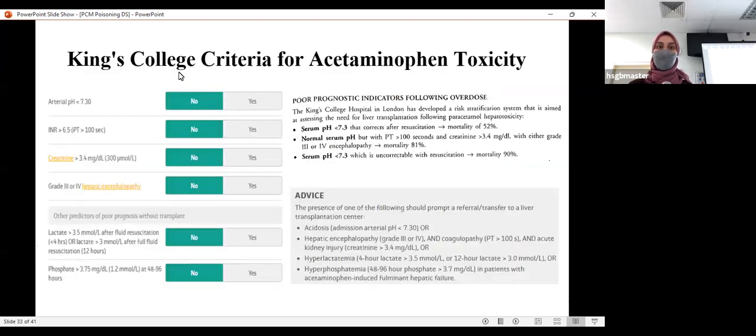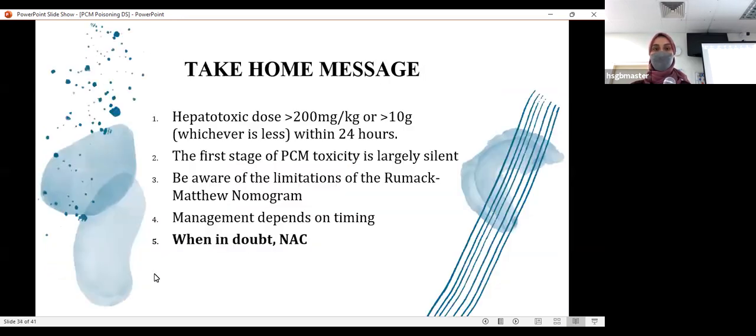All right, so this is the King's College criteria for acetaminophen toxicity. This is used if you want to refer the patient to a center for liver transplant. So if the arterial pH is less than 7.3, if the INR is more than 6.5 or the PT is more than 100, if the creatinine is more than 300 micromoles per liter, if the patient has grade 3 or grade 4 hepatic encephalopathy, if the lactate is more than 3.5 after fluid resuscitation, or the phosphate is more than 3.75 at 48 to 96 hours.